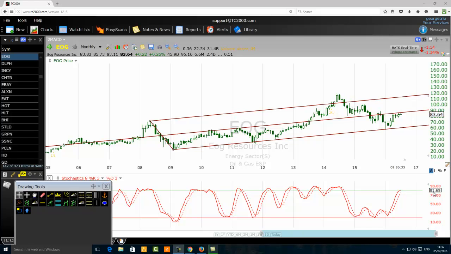We're on a monthly chart of EOG Resources Incorporation. This is an American stock that is listed on the Russell 1000 index. And we want to discuss how to use a stochastic and pitchfork tool. All right? The stochastic indicator is a momentum oscillator that is very, very popular, but traders are misusing the stochastic oscillator.